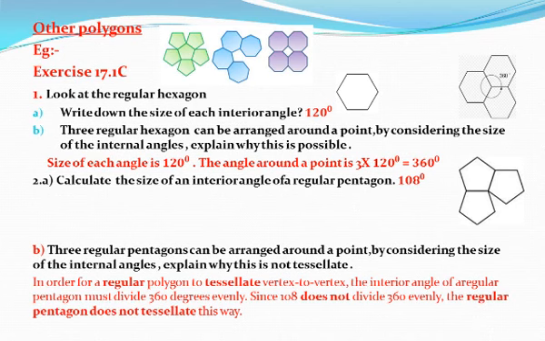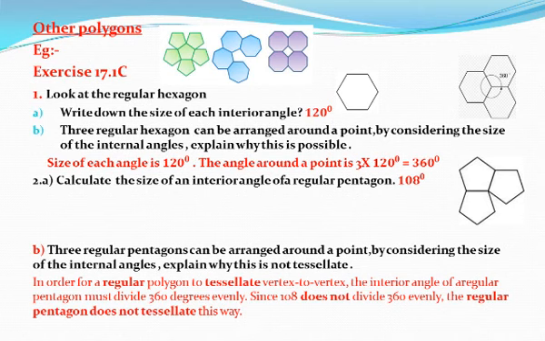So next topic, other polygons. So far we have seen that all triangles and all quadrilaterals tessellate by themselves. However, this is not the case for all polygons. Some examples are there of polygons that tessellate. How can we decide whether a polygon will tessellate with itself or not? See exercise 17.1c in the student book page number 164. I'm going to solve some questions.